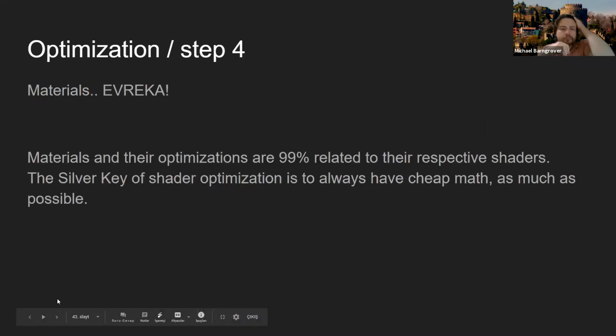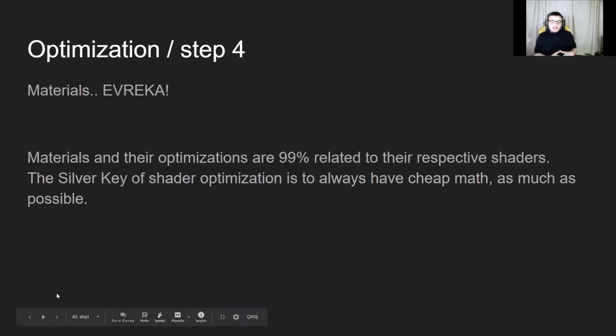Okay. So as of step 4, we are going to talk about materials, but not too many of them. Materials are basically using shaders, which are already fundamentals of the platforms. If you are using AltspaceVR, VRChat, or Mozilla Hubs, their shader systems are literally optimized, so you don't have to know too many things about this. But if you are creating your own custom shaders, the silver key of custom shader optimization is to always have cheap math.